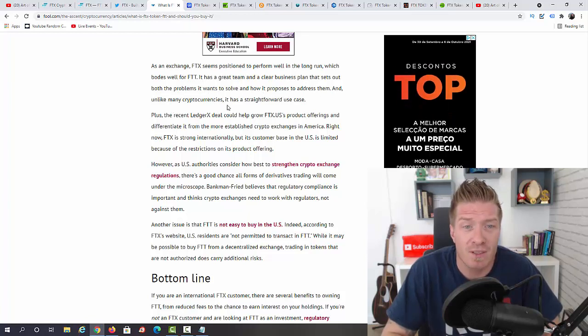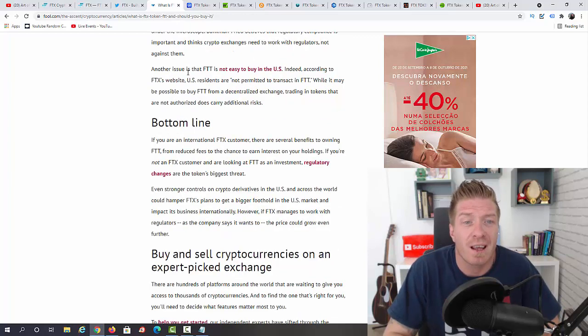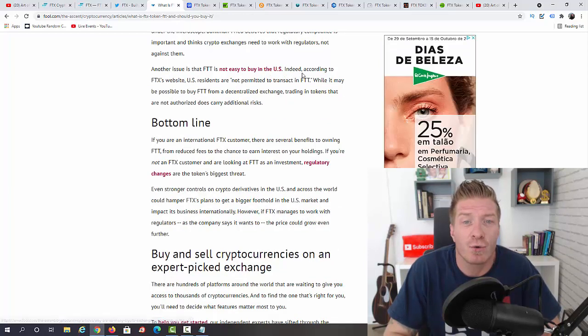And unlike many cryptocurrencies, it has a straightforward use case. They say, however, as US authorities consider how to best strengthen crypto exchange regulations, there's a good chance all forms of derivatives trading will come under the microscope. And another issue is that FTT is not easy to buy in the US.